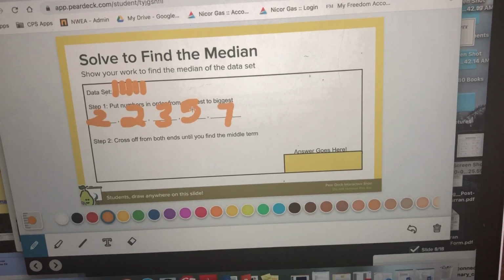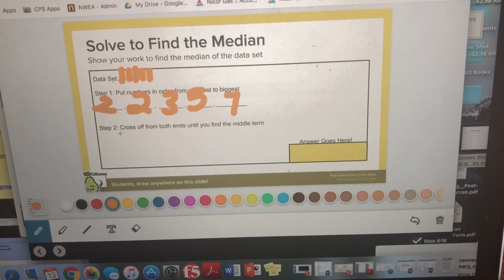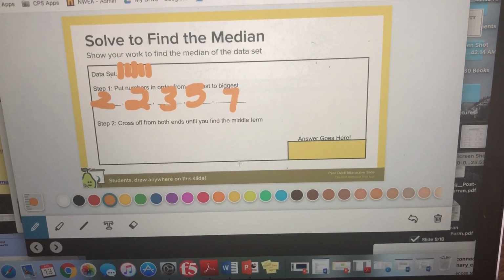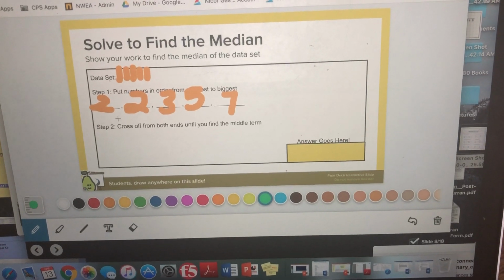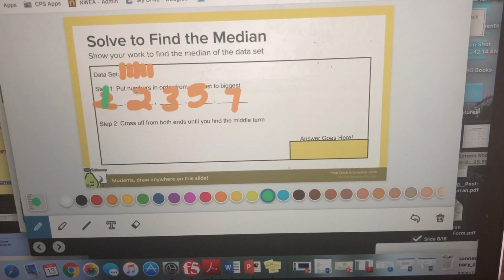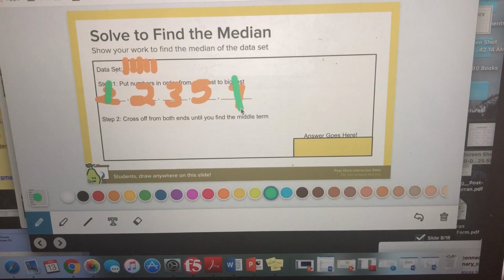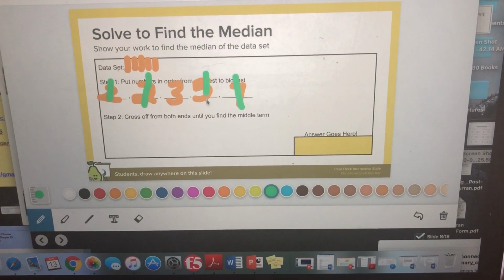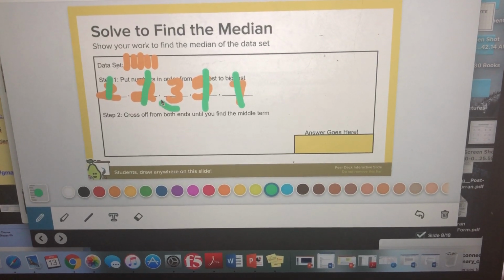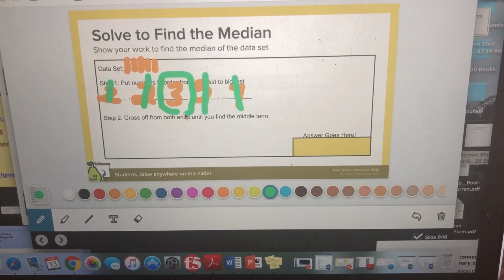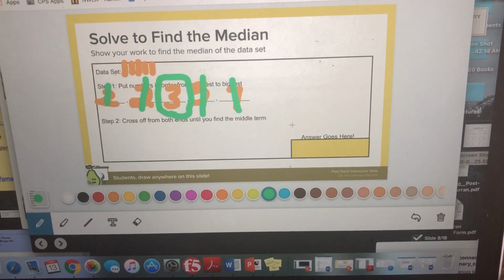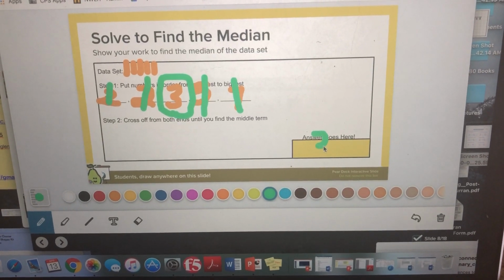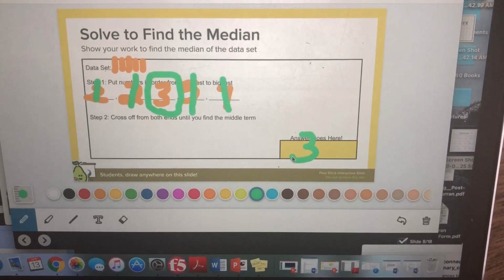Okay, once we put them in order from smallest to biggest, our second step is we need to cross off until we find a middle term. So we start at the ends, we cross off 1 here, we cross off 1 here, then we move again, cross off the next 2, and we are left with 1 middle number. If we are left with 1 middle number, we do not have any additional steps. We just write down that our median is 3.